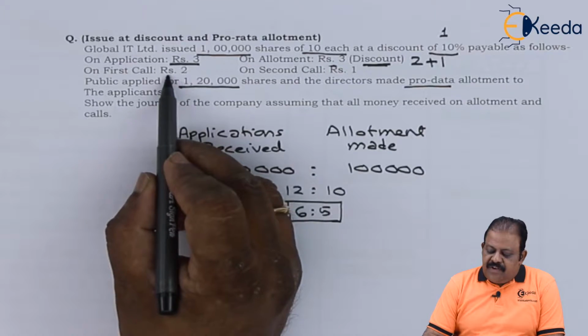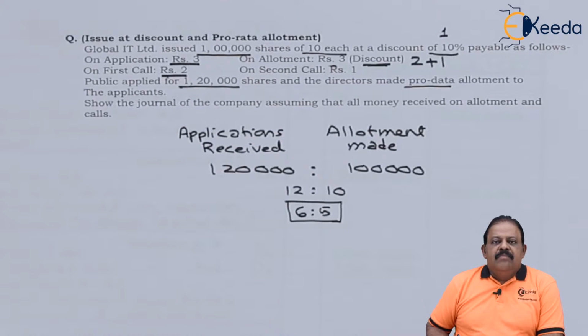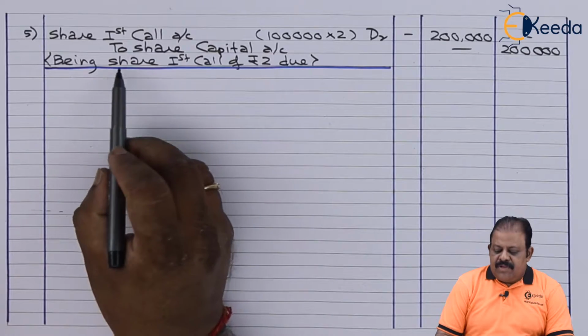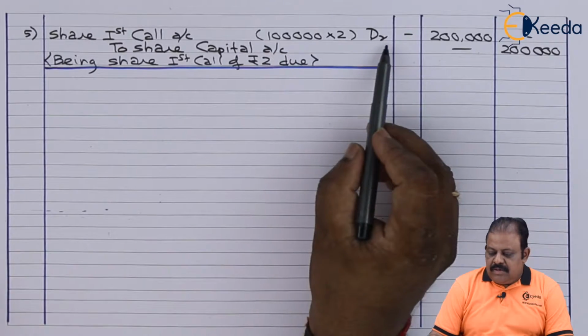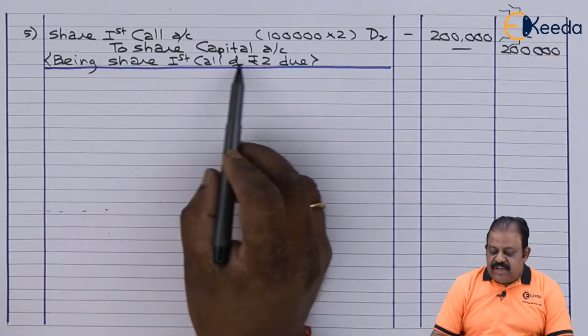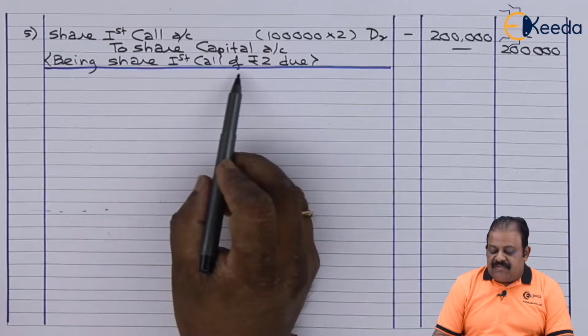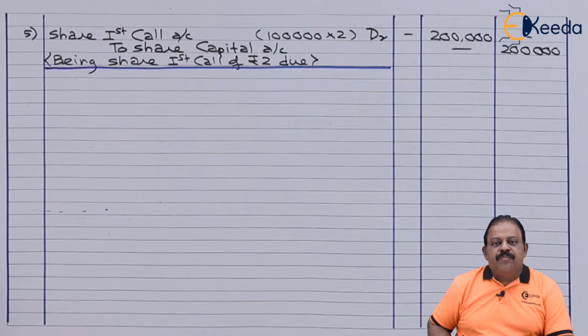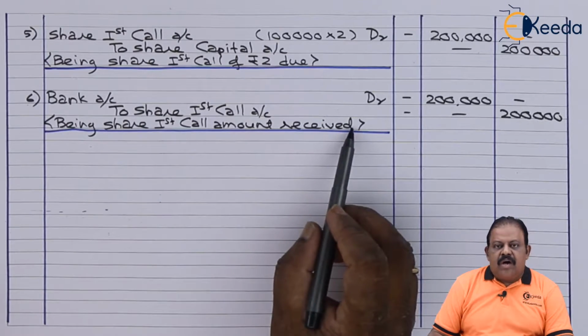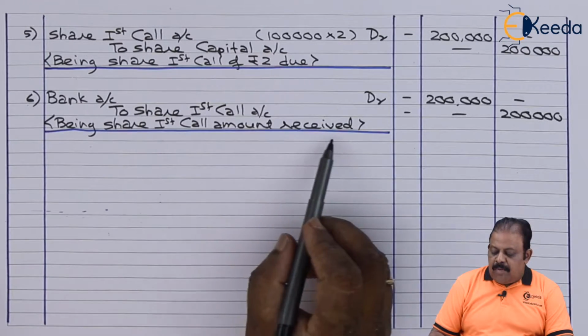Here they have given the first call amount as rupees 2, and the company has received the whole of this first call amount. Share first call account debit on 1 lakh shares 2 rupees each, 2 lakhs, to share capital account, being share first call of rupees 2 due. The whole of this amount is received from the shareholders. So the next entry will be for receiving first call amount. Bank account debit to share first call account, being share first call amount received.